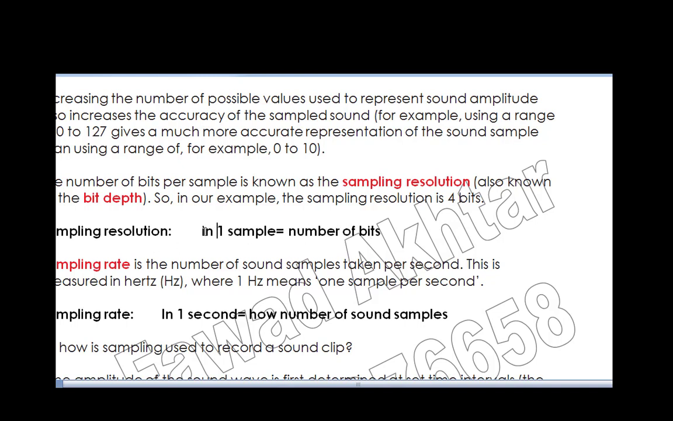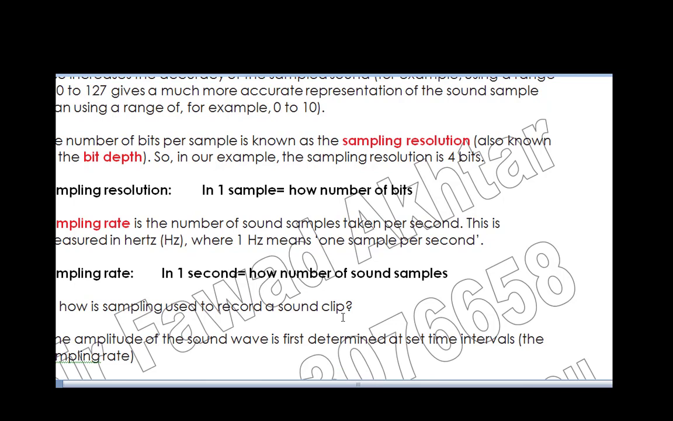And in one sample, how many bits do we get? This is the easiest way, I guess, in my opinion. I think it is easy for you to understand. So sampling resolution is how many bits are in one sample, and sampling rate says how many sound samples we get in 1 second. This is the explanation.